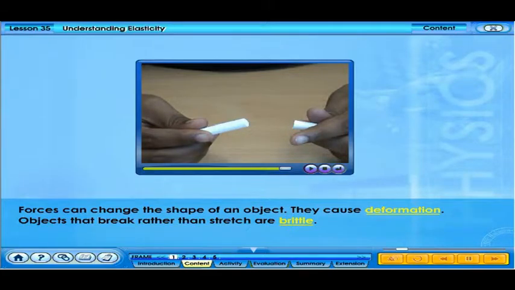Some objects, like chalk, do not change shape easily. These objects break rather than stretch. They are brittle. Can you name other objects or materials that are brittle?